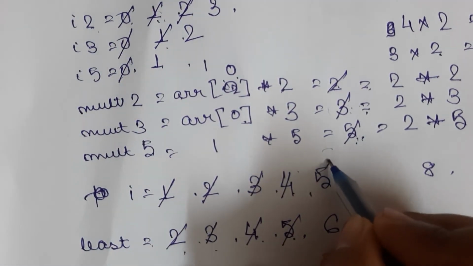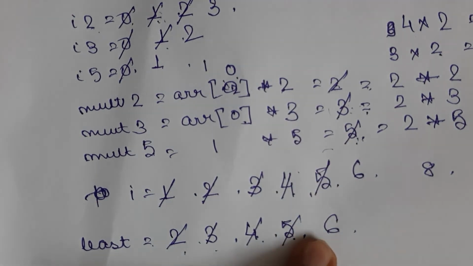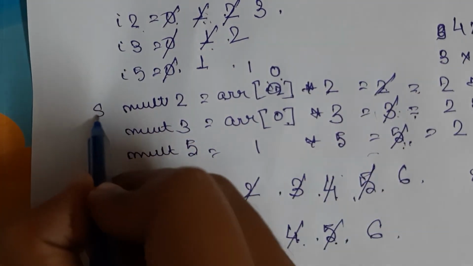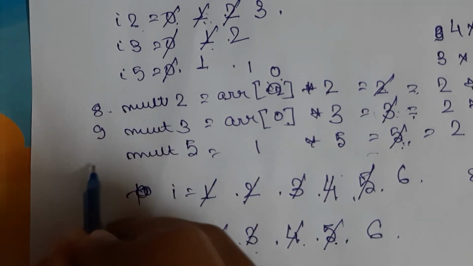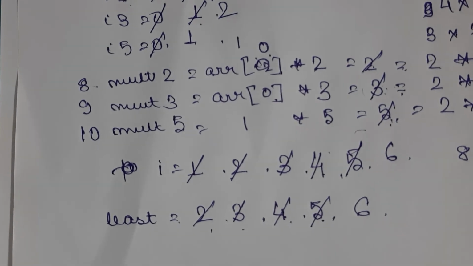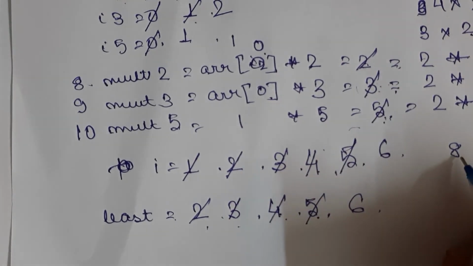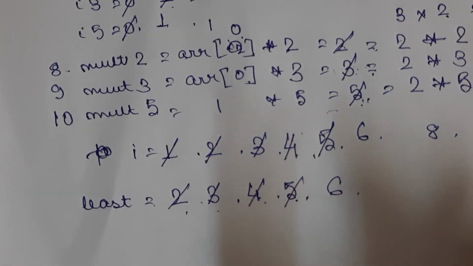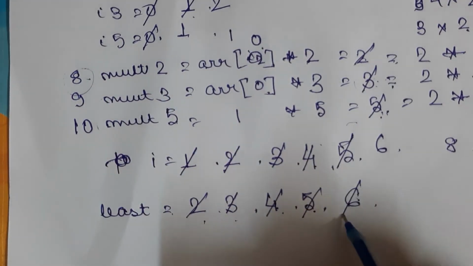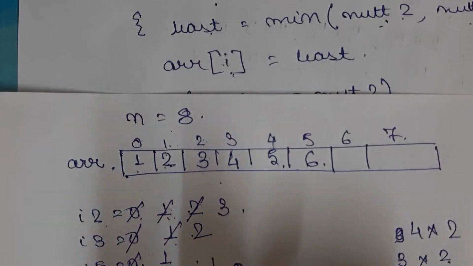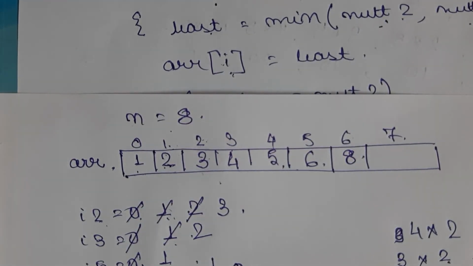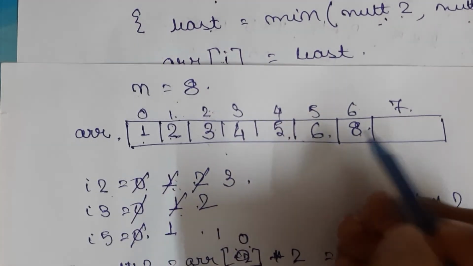So I also gets incremented, now 6. Among the 3 values, mult 2 value is currently 8, mult 3 value is 9, and mult 5 value is 10. Right? So now the least value among these 3, as you can see, is mult 2, meaning the least value is 8, and the sixth value is updated with 8. Correct?